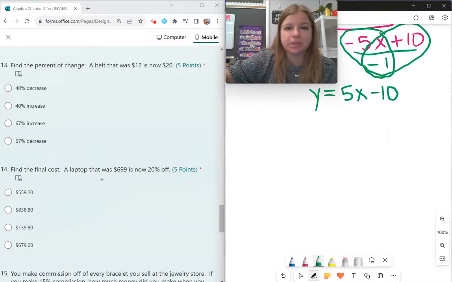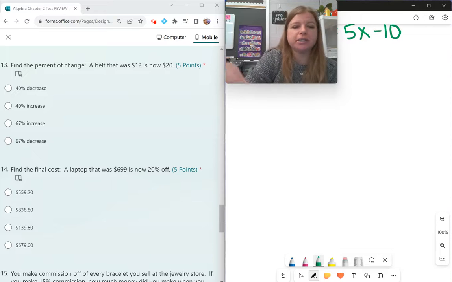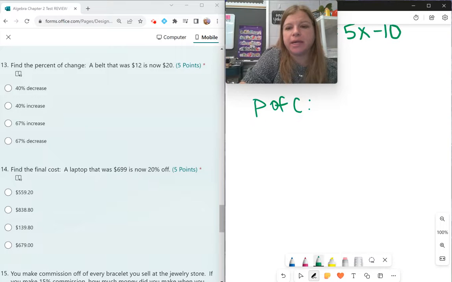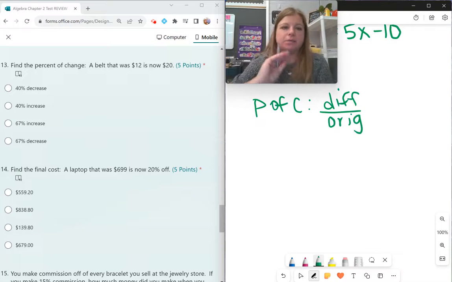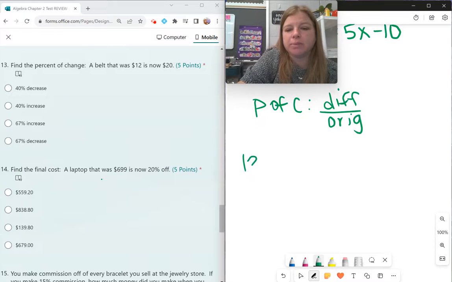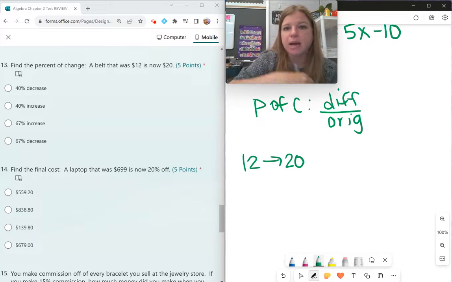Number 13, percent of change. So percent of change is a very quick formula. Percent of change is just difference divided by the original. It seems so silly, but that's really all you do. So a belt that was $12 is now $20. So this price went from $12 to $20, what's the difference in that price? How much did it go up by? It went up by $8. So the difference is 8.